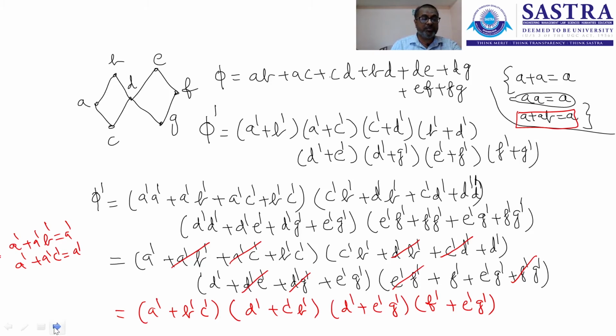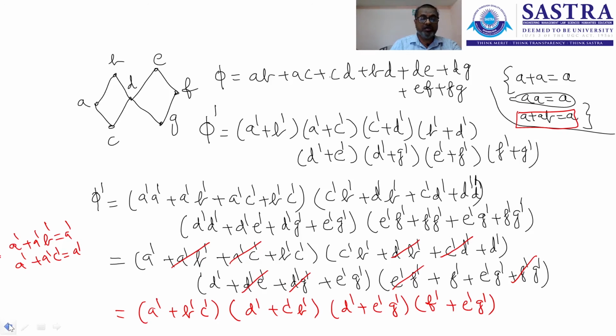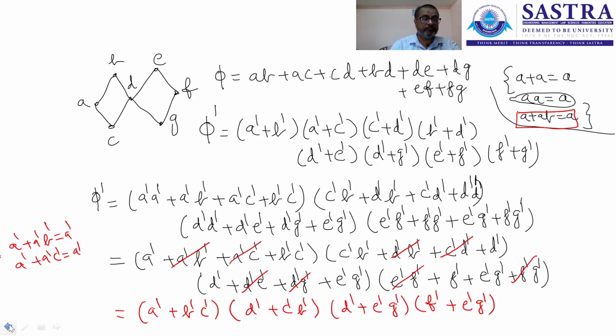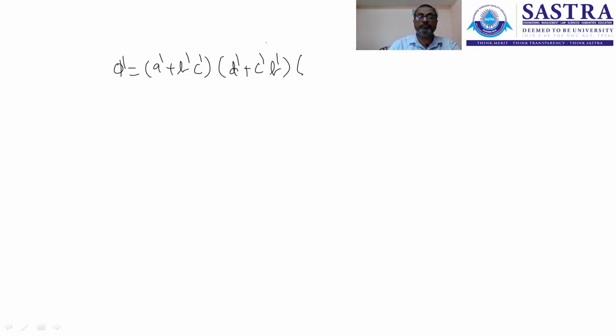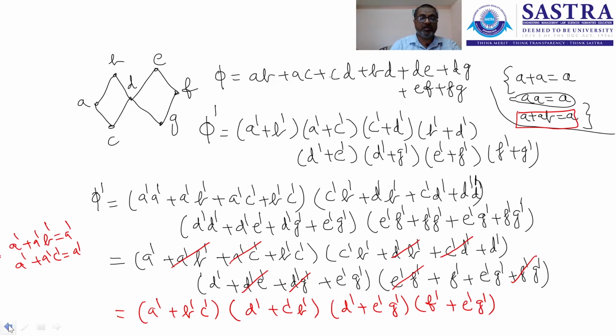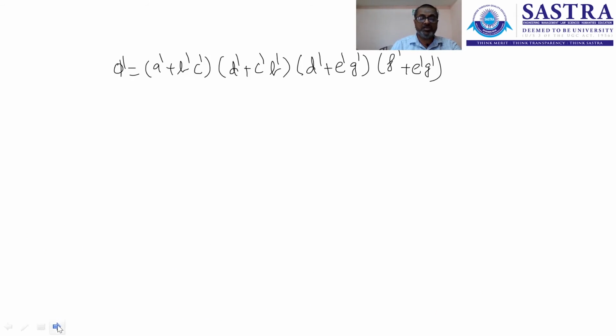A' + B'C'. So I have phi' is equal to (A' + B'C') multiplied by (D' + C'B') multiplied by (D' + E'G') multiplied by (F' + E'G'). Okay, so now I have it like this.